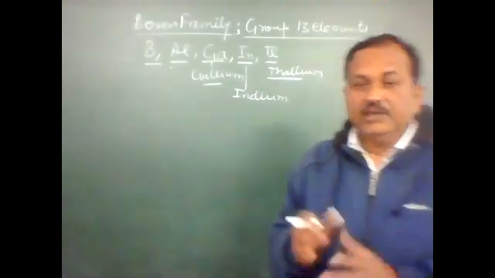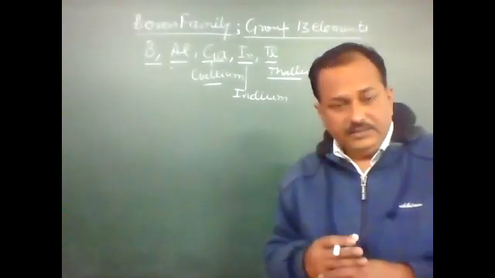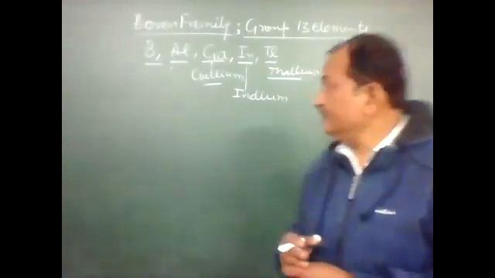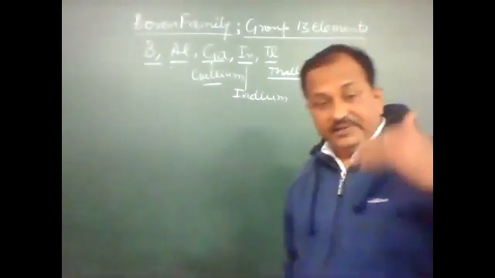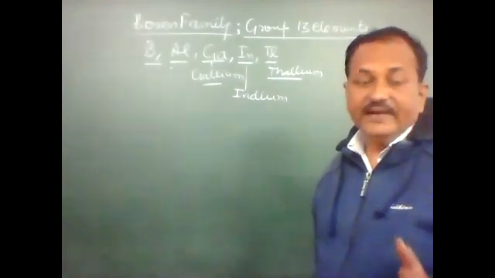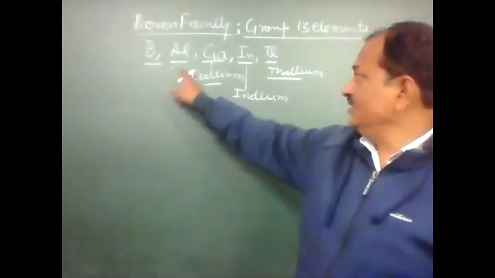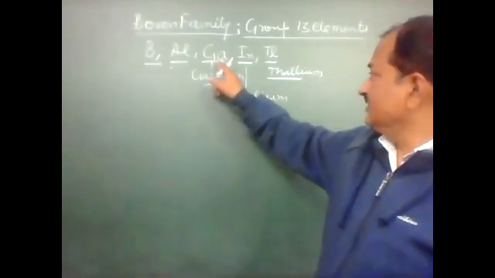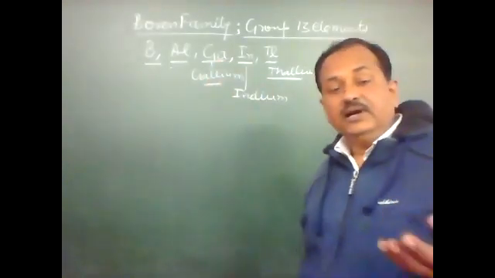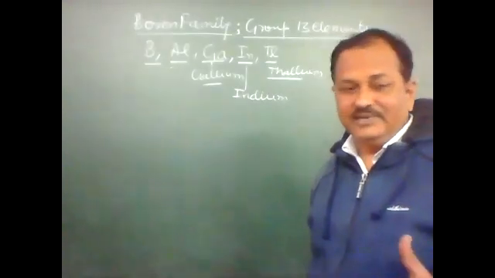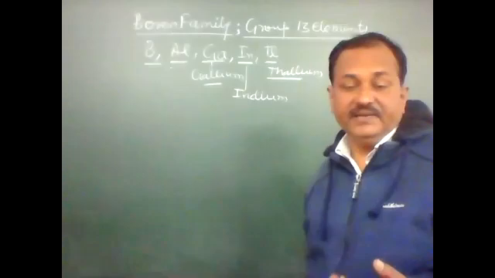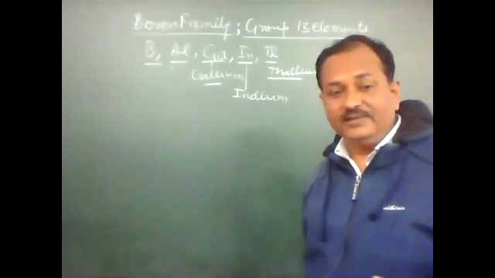As I had explained in the previous topic, there is a decrease in metallic character down the group. Boron and aluminium are pure metals. Gallium is also metallic, but it is less metallic. Gallium melts on our palm, just like wax or butter.